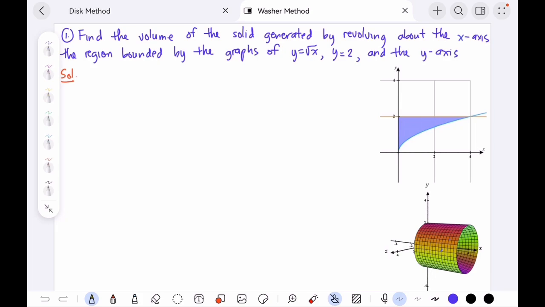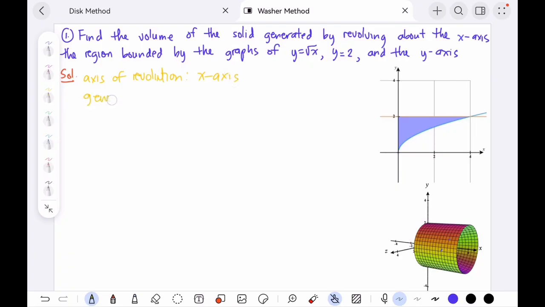Now let us look at examples on washer method. So I only used exactly the same given except that we revolve the generator with respect to a different axis. So let us find the volume of the solid generated by revolving about the axis of revolution. The axis of revolution is x-axis.